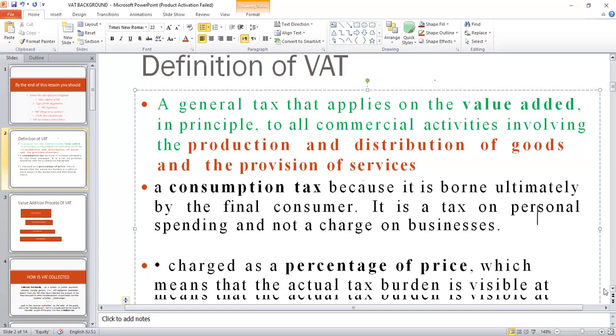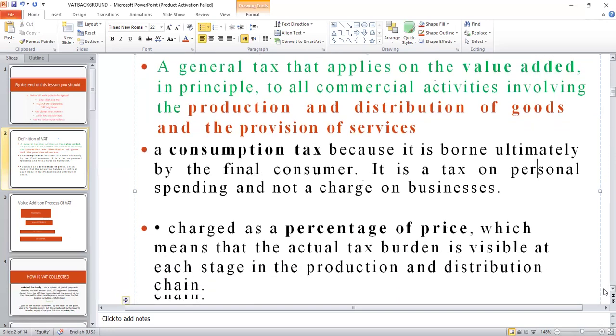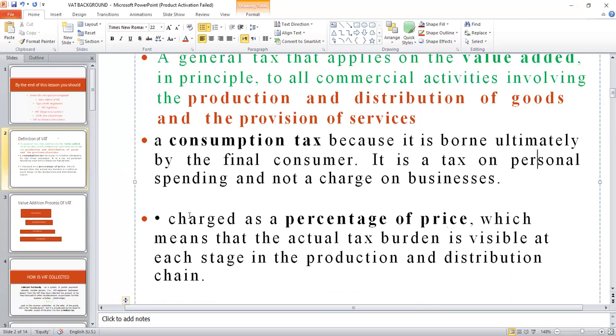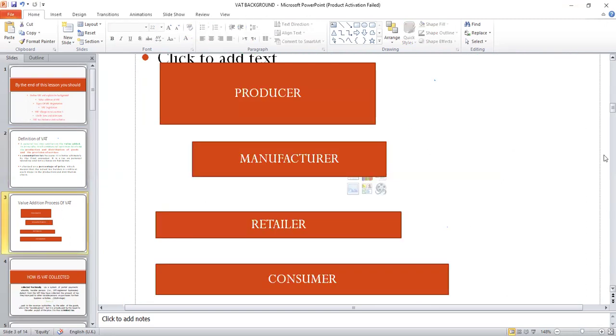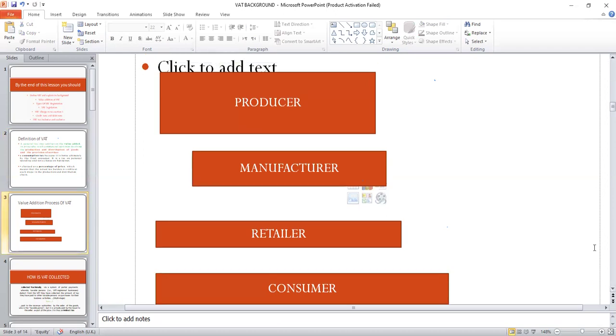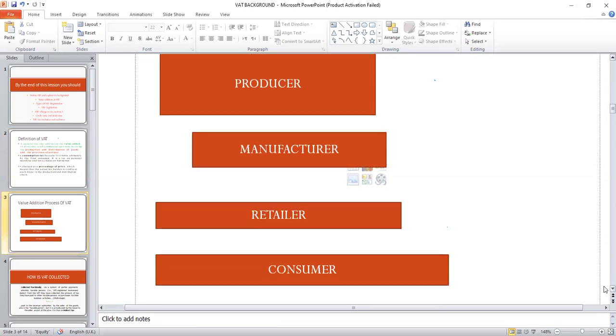We are going to see the distribution just in a few seconds. Then you are told it is charged as a percentage of the price, which means that the actual tax burden is divisible at each stage in the production and distribution chain. I want to explain that point through this diagram. Let's say we have a producer, and we also have the manufacturer. So let's say this manufacturer has purchased goods worth, let's say, 50,000.